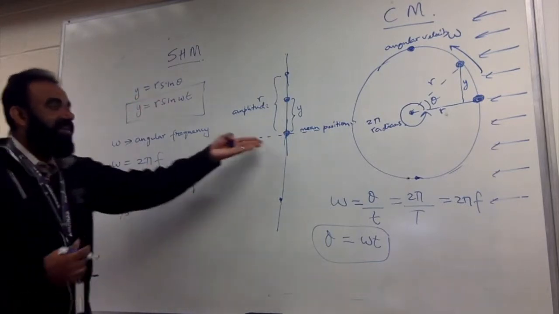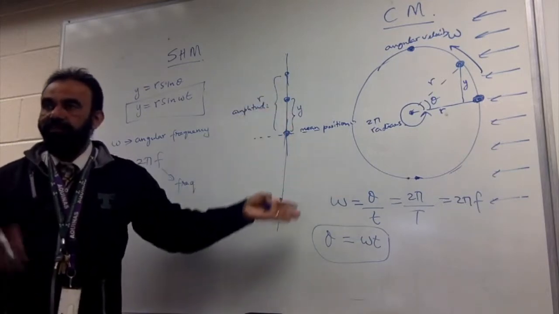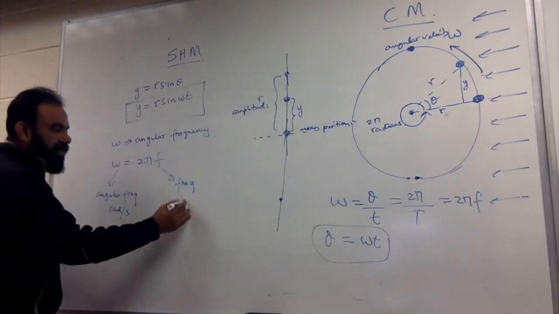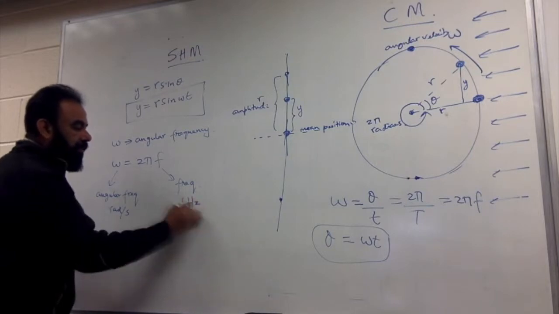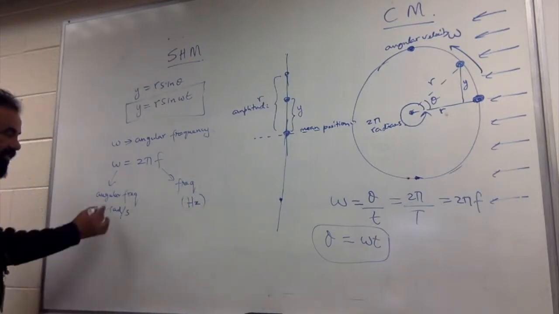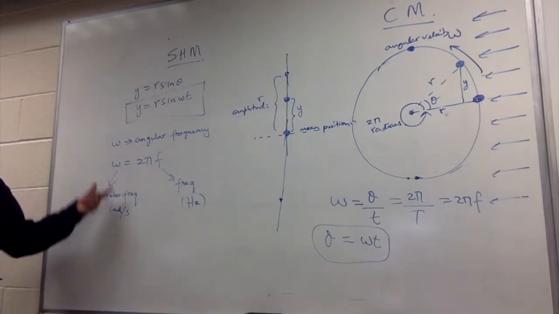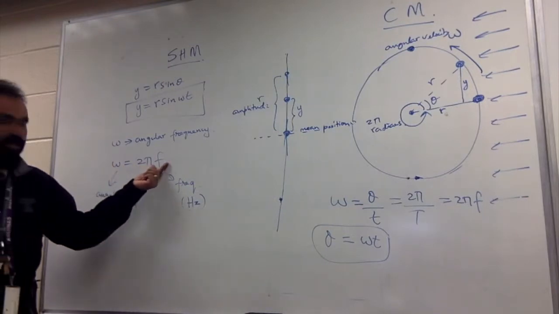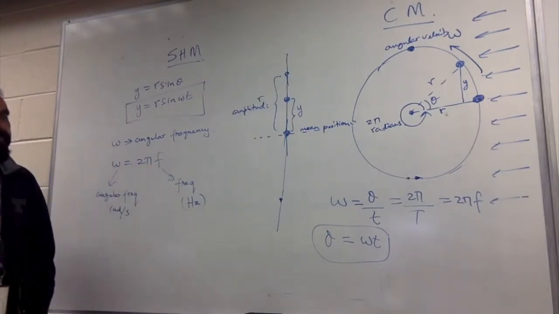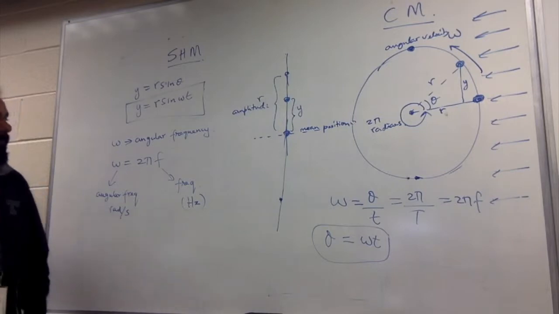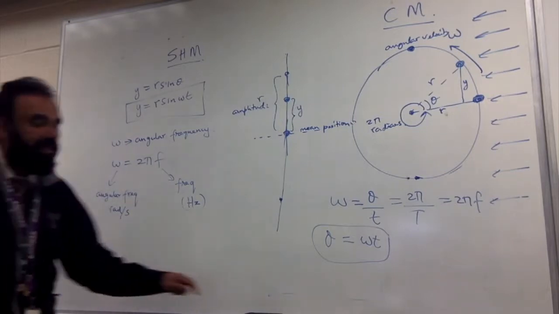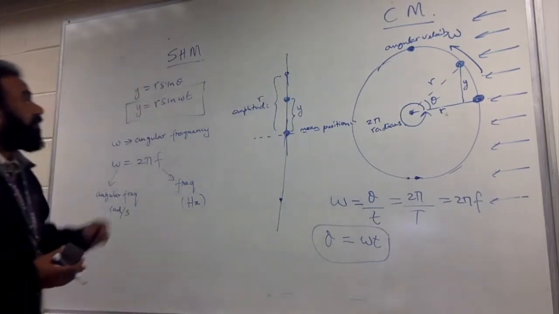The only thing is this is not really moving through a physical angle. It's called a phase angle. This one's unit is hertz. So frequency is measured in hertz, and this is measured in radians per second. Get it? Okay, so that's your equation for displacement in simple harmonic motion.